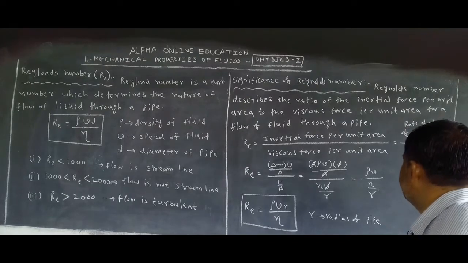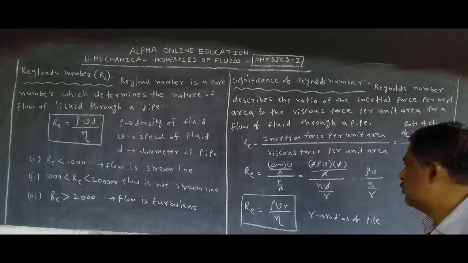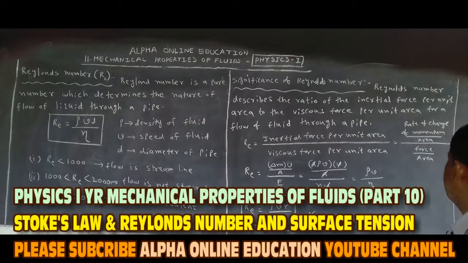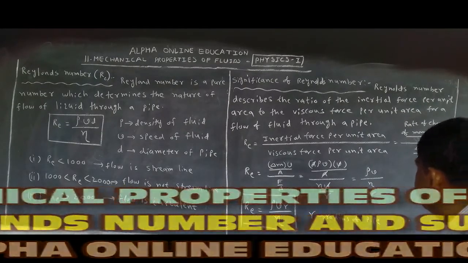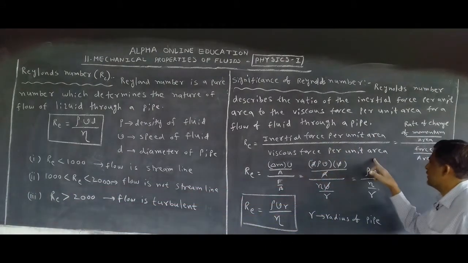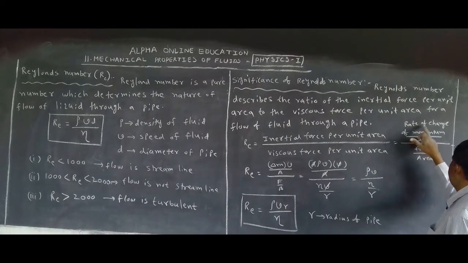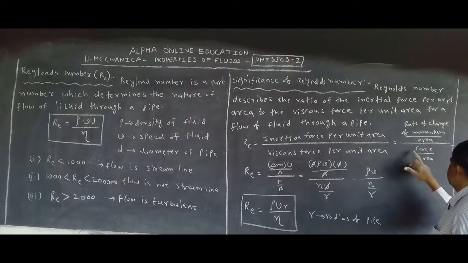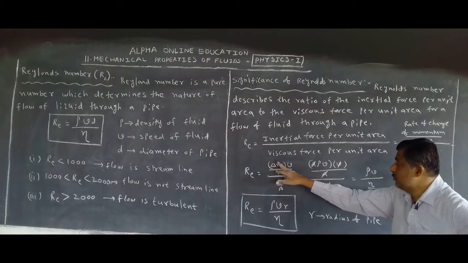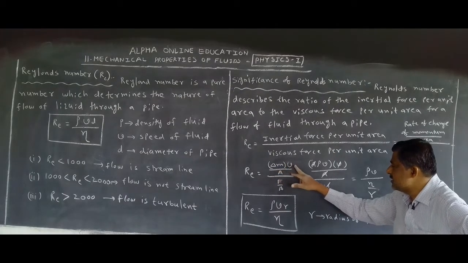How can we write it? It is a ratio between inertial force per unit area and viscous force per unit area. Reynolds number describes the ratio of inertial force per unit area to the viscous force per unit area for flow of fluid through a pipe. What is the inertial force? Rate of change of momentum by area. This is force per area. Rate of change of momentum, delta m by v into a.